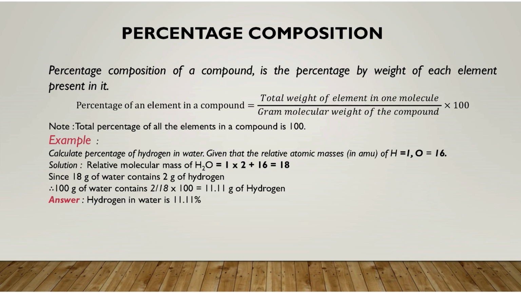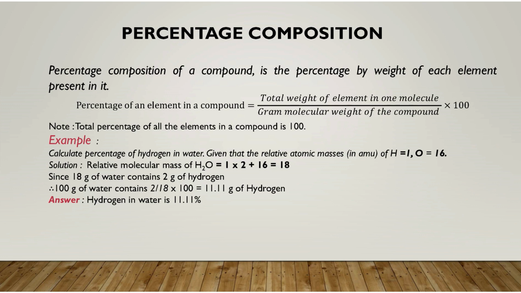How can we find out the relative molecular mass of water? I have taught you in the previous slide how to find the molecular weight. The molecular weight of water means 2 hydrogen atoms and 1 oxygen atom, so 2 plus 16. So the molecular weight of water is 18. Since 18 grams of water contains 2 grams of hydrogen, 100 grams of water contain 2 by 18 into 100, that is 11.11 grams of hydrogen.